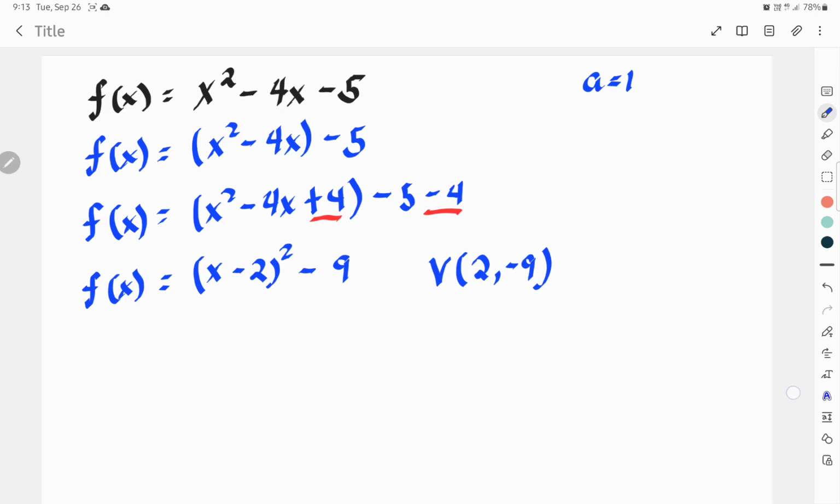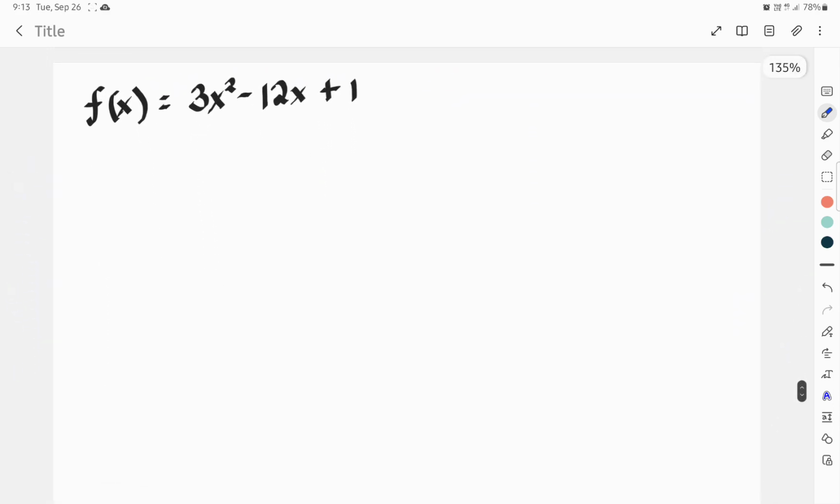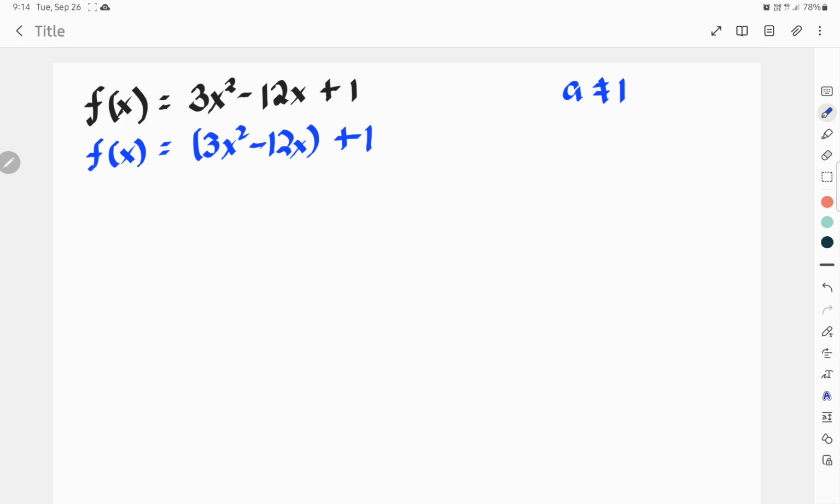Let's have another example, where a is not equal to 1. Here, a is equal to 3, so there will be an additional step. First, once again, you set up your function, grouping the terms with the variable: 3x² − 12x + 1. Now, this is the additional step: you factor out the a value, the leading coefficient. Our a value here is 3, so you factor out 3.